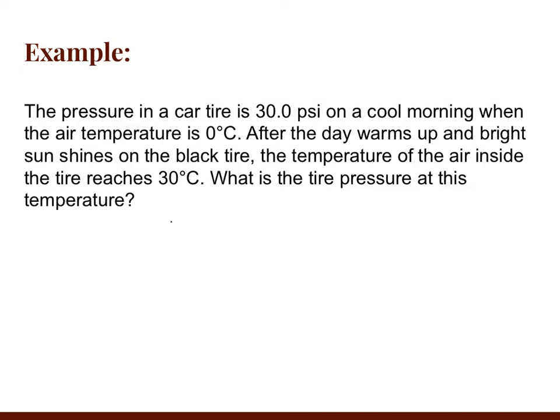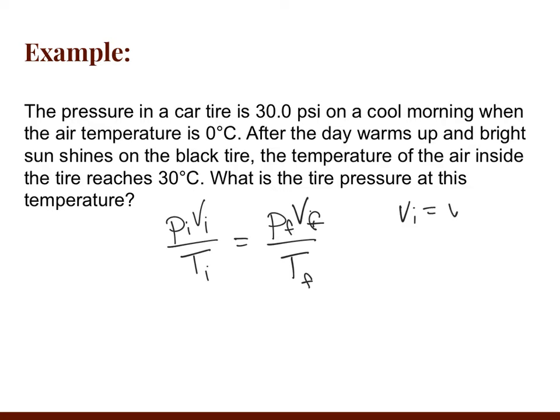So we'll use that equation, P initial V initial over T initial, equals P final V final over T final. And if V initial equals V final, we just cancel those terms out. So you get pressure initial over temperature initial equals pressure final over temperature final. Now pressure here can be in any units, so we're going to leave it in psi, even though psi is not a metric unit.